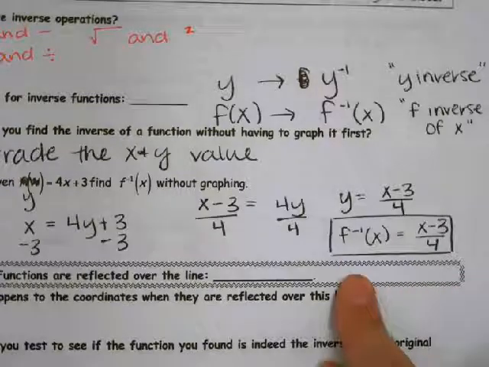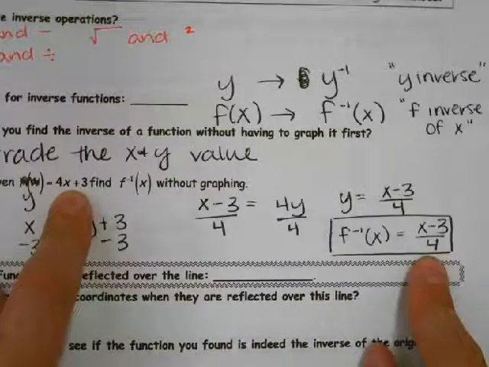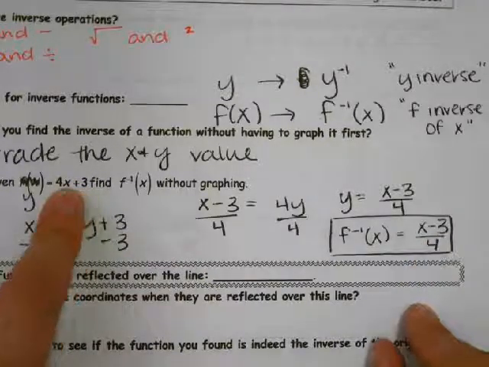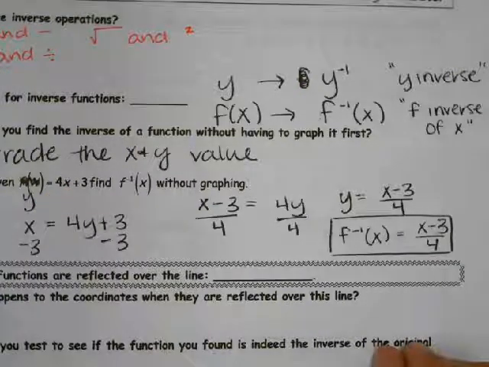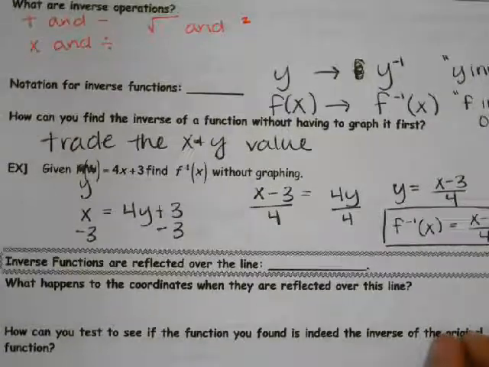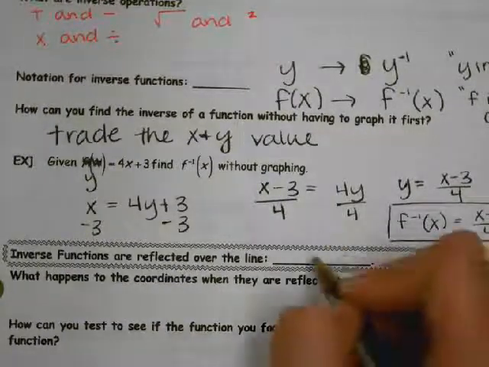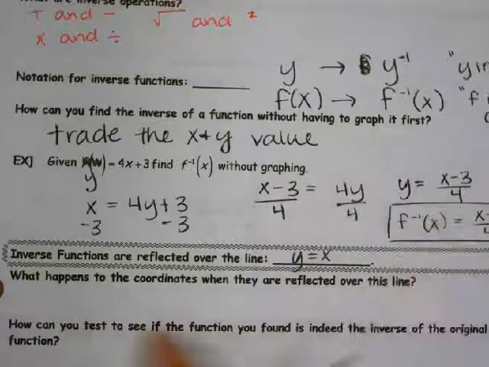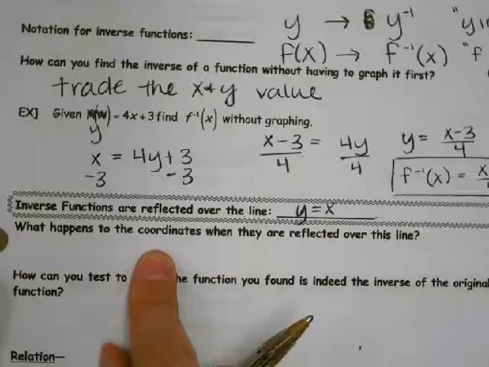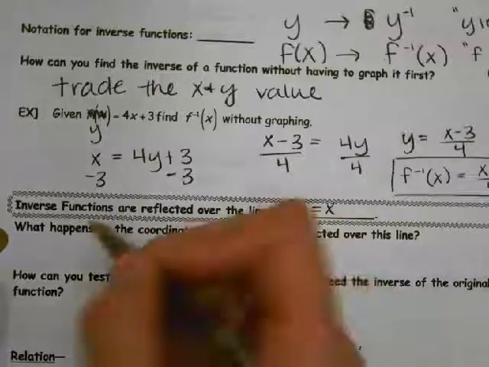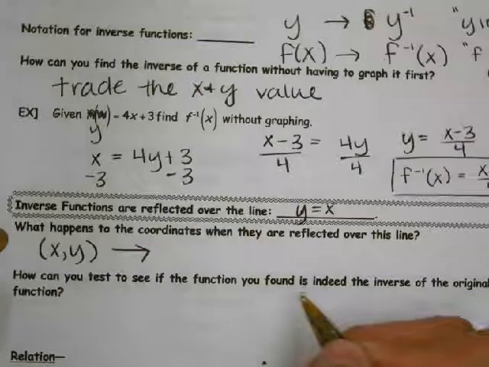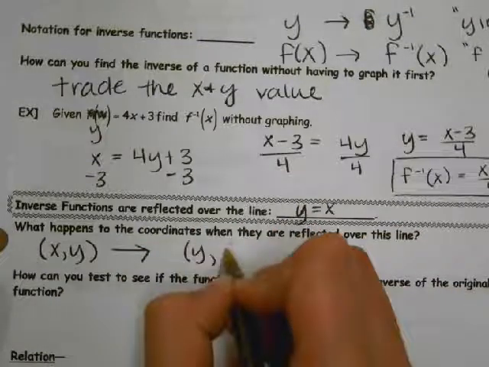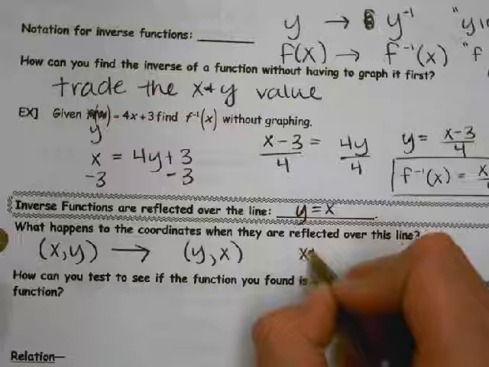So if you can tell, looking at the original function and this inverse, each operation has been undone. The plus 3 has been undone, we got a minus 3. The multiply by 4 has been undone, we have a divide by 4. Alright. Inverse functions are reflected over the line y equals x. What happens to the coordinates when they are reflected over this line? It's normally written as x, y, and then after they're reflected over the line, they become y, x. So we're going to say the x and y values trade.